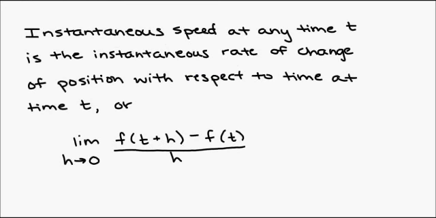The instantaneous speed at any time t is the instantaneous rate of change of position with respect to time at time t, or the limit as h approaches 0 of f of t plus h minus f of t over h. So basically, this is still the instantaneous rate of change formula. The only thing that's changed is now you have a t here instead of an x or an a. Okay, so instantaneous speed is really instantaneous rate of change.